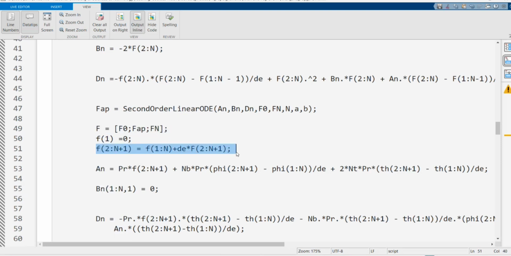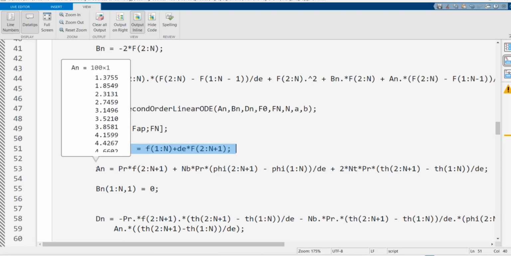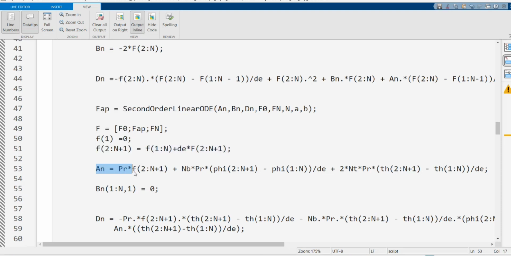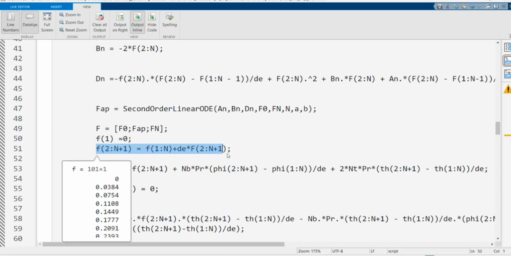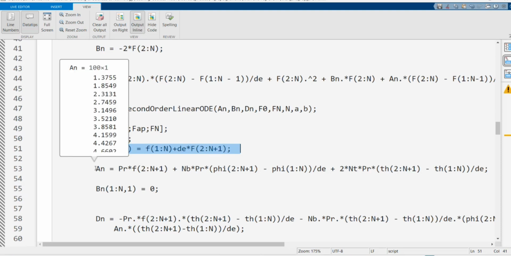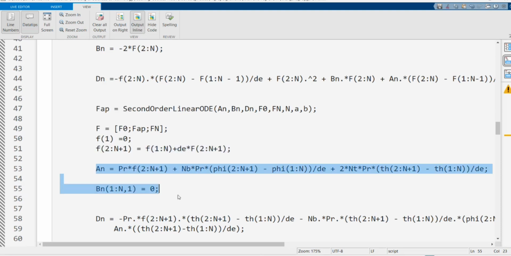Here I used forward difference. Take a page and apply forward difference theoretically on small f dash equal to capital F, and you will get this equation. We do the same again. Now the solution has been computed. Now we do it for the energy equation. This is for the energy equation.